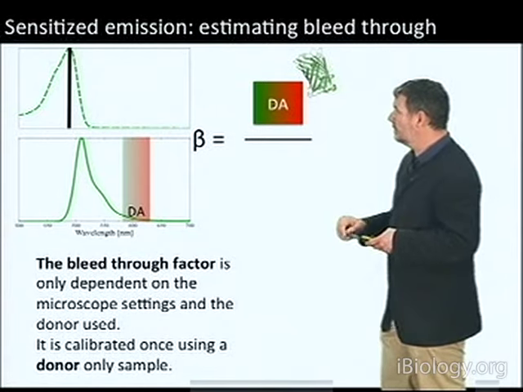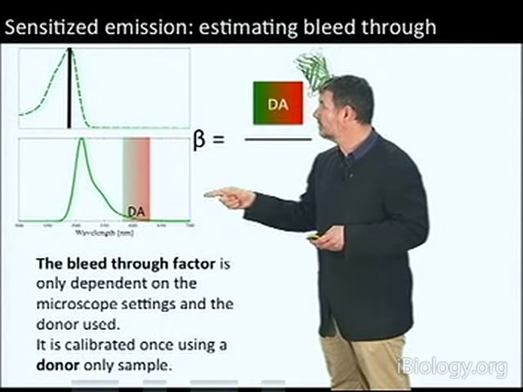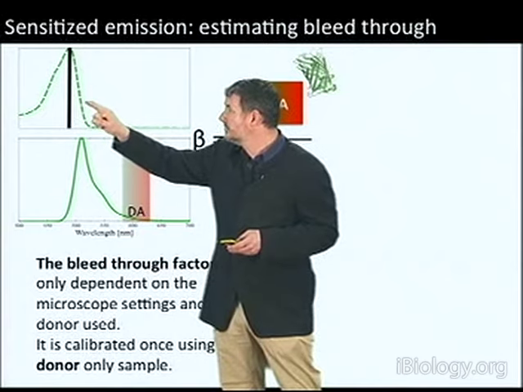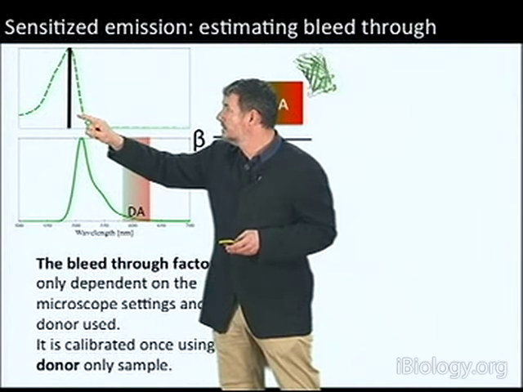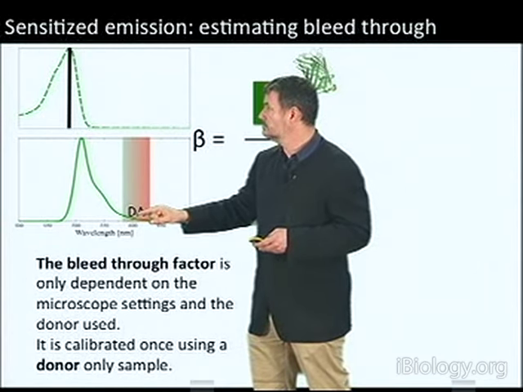So this is how the experiment goes. We express the donor in this case. Are we going to correct for bleed through? We excite the donor. We just now have the donor spectrum because there's no acceptor. And measure at the emission of the acceptor.